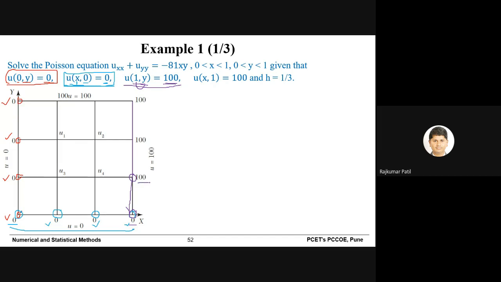So I assign the value of u as 100. Then 1, 2 by 3. So this particular point corresponds to 1, 2 by 3, and the value of u will be 100. Again, the last point is 1, 1. So this point is 1, 1, and the value of u will be 100.